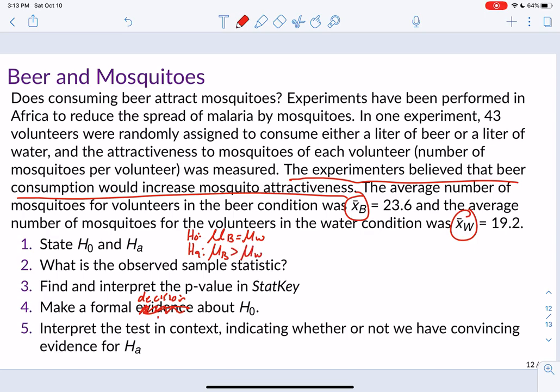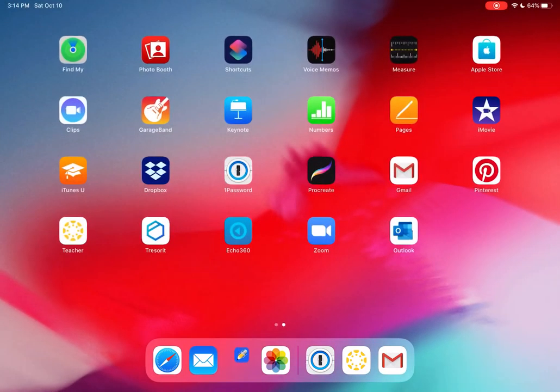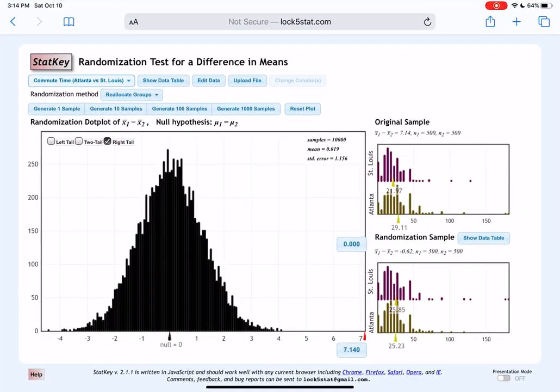What is the observed sample statistic? That's going to be x bar sub b minus x bar sub w, 23.6 minus 19.2, which is going to be 4.4. So now we need to find and interpret the p-value in StatKey. We have to do another randomization distribution. Create another one and do another randomization test.